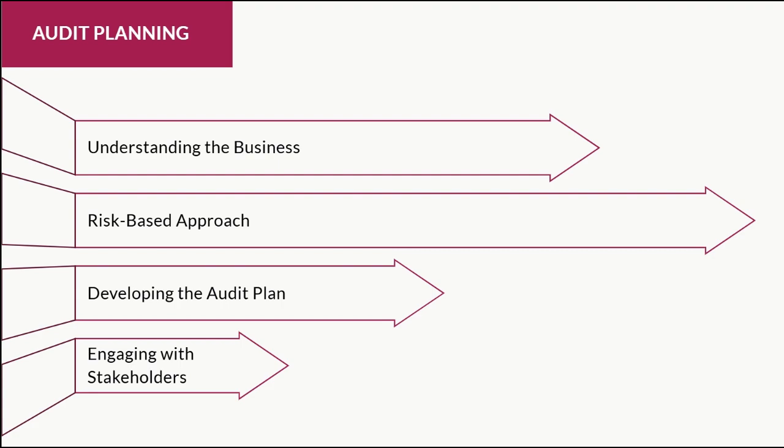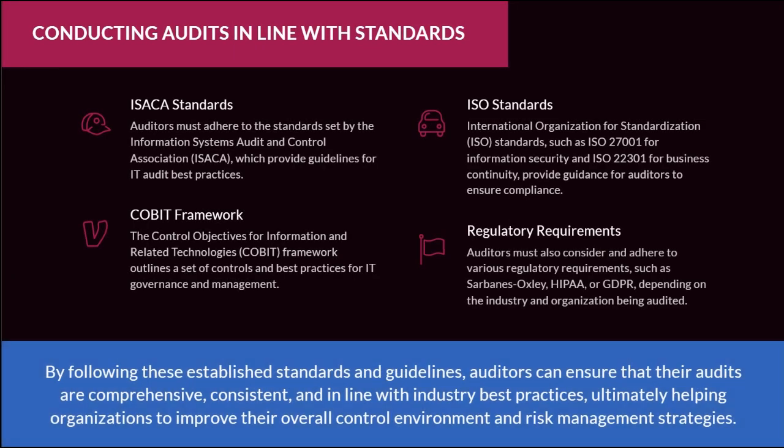Let's explore the key frameworks. ISACA standards. ISACA provides a framework for IS audits through its standards and guidelines. These include requirements for independence, objectivity, and professional competence. COBIT, or Control Objectives for Information and Related Technologies, is a framework that helps align IT with business objectives. It provides guidelines for governance and management of IT systems.